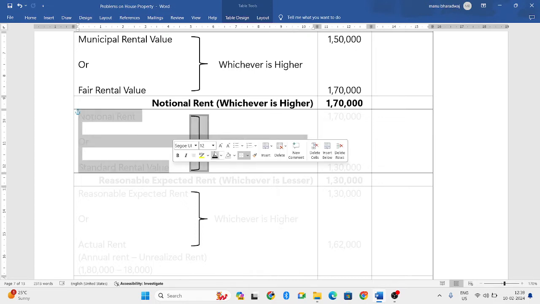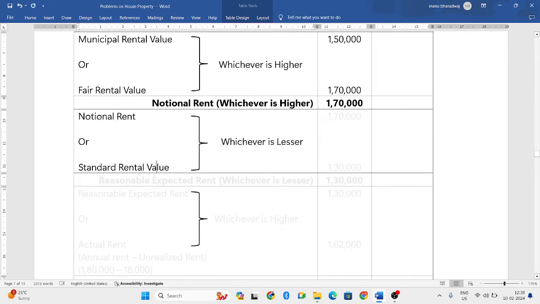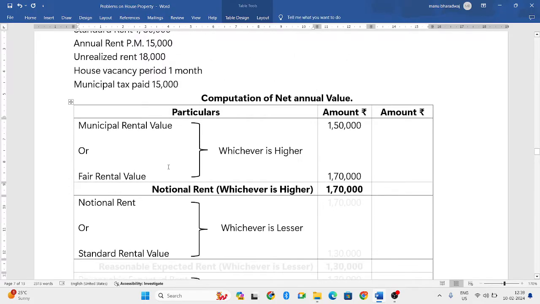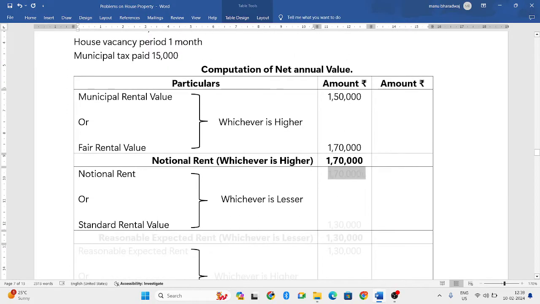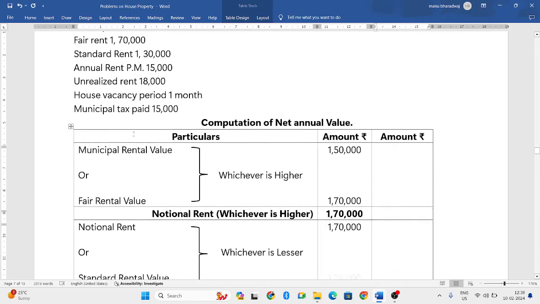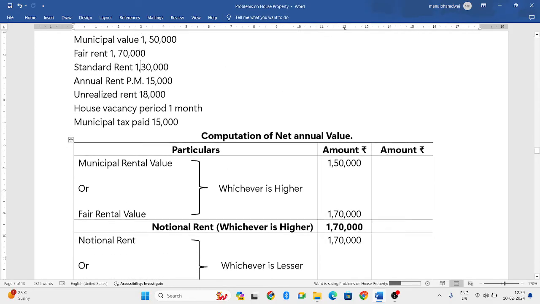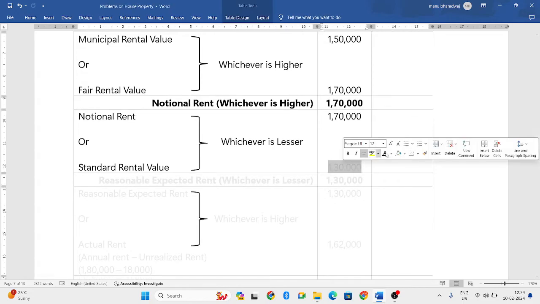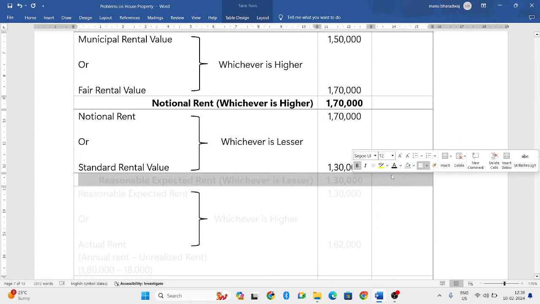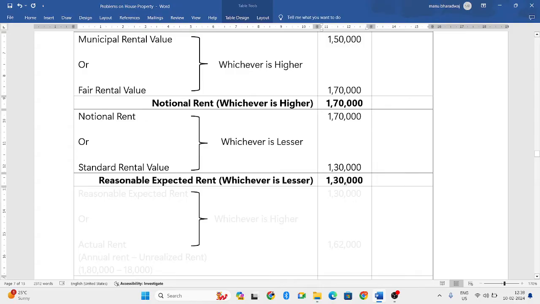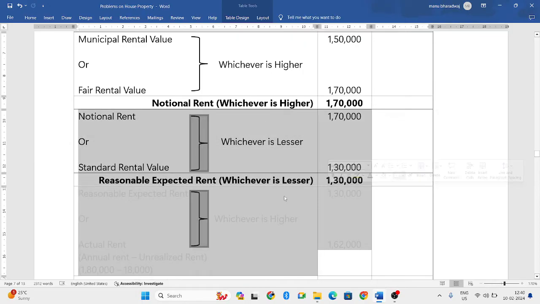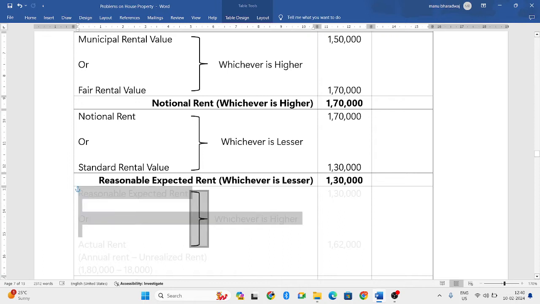Now this notional rent will be compared with standard rent. Notional rent we have found out it is 1,70,000. Standard rent they have given in the question it is 1,30,000. So I will compare both 1,70,000 and 1,30,000. Whichever is lesser, that is 1,30,000, will be called as reasonable expected rent. So out of these two, whichever is lesser, we will consider it as reasonable expected rent.